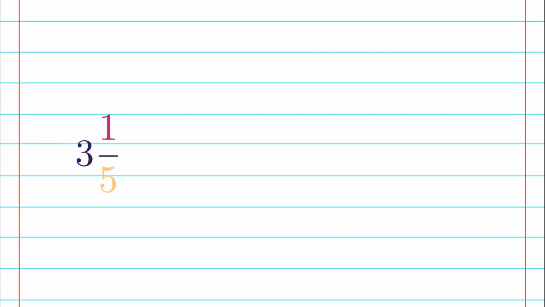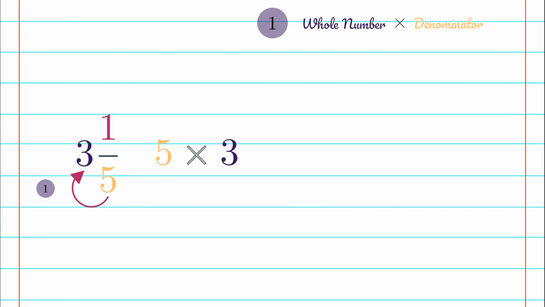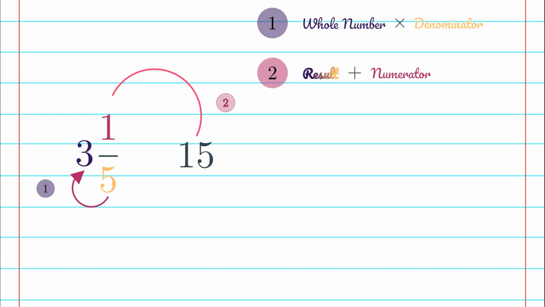Now, to convert this mixed number to an improper fraction, the first step is to multiply the whole number by the denominator. After multiplying the whole number by the denominator, we'll get 15. Now, the second step is to take the result from the multiplication and add the numerator to it. After adding the numerator to the result, we'll get 16. This will be the numerator of the improper fraction.